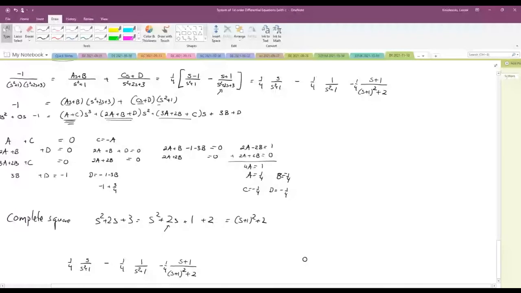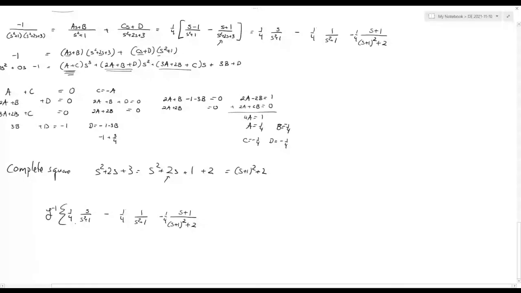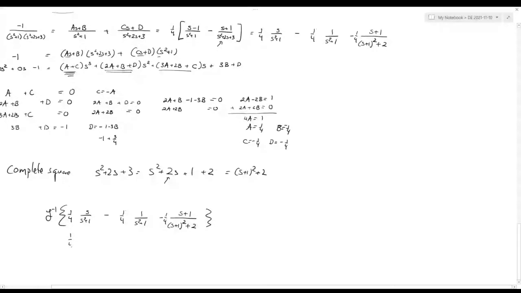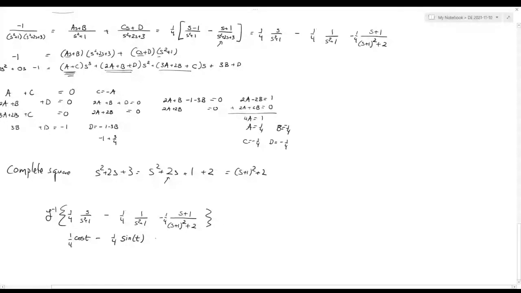So inverse Laplace of each of these. Yep, cosine of t, right? And the second one? And this last one?